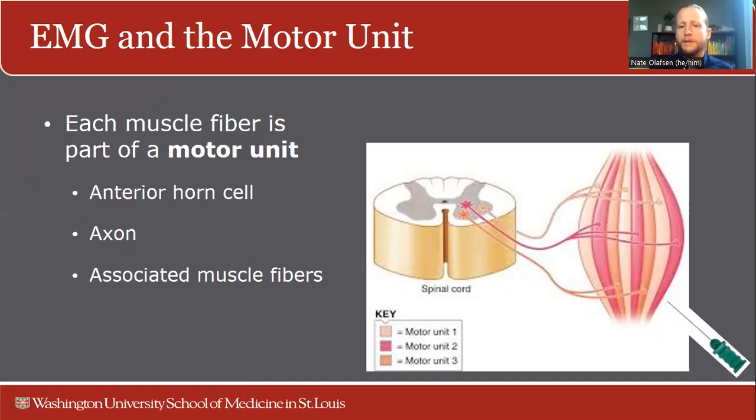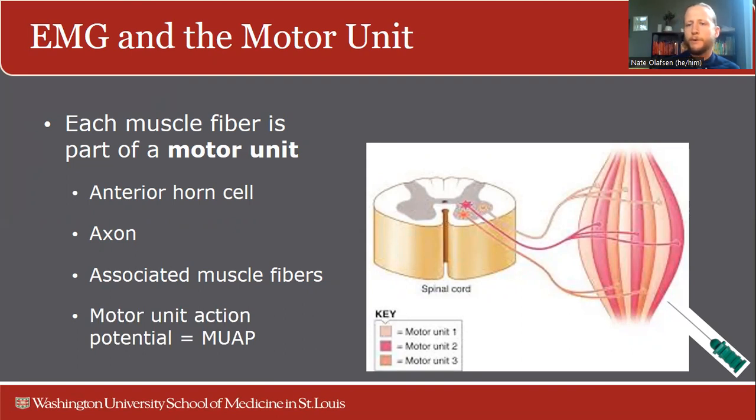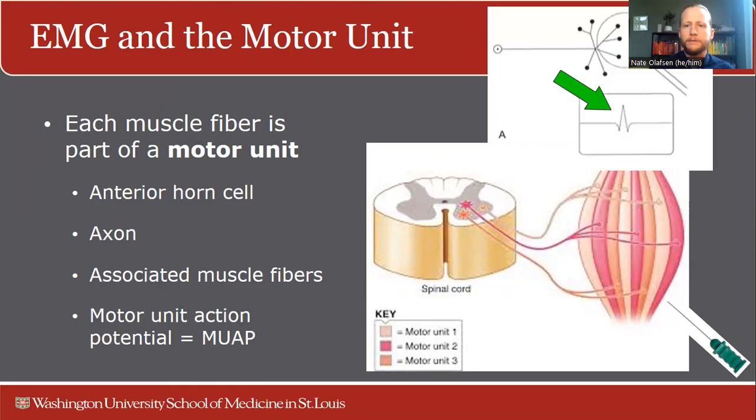In our EMG, we're sampling these and assessing these motor units. What we see electrically on our testing are action potentials that represent these motor units, or motor unit action potentials. That's represented here by the green arrow. The EMG needle would be placed adjacent to or within a muscle, and we would pick up the activity of some of the muscle fibers that make up that motor unit.